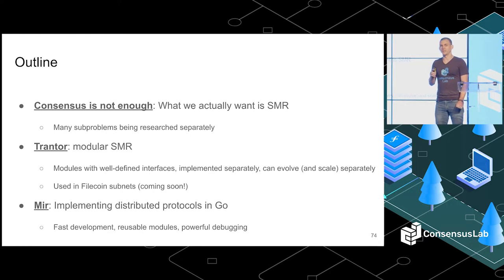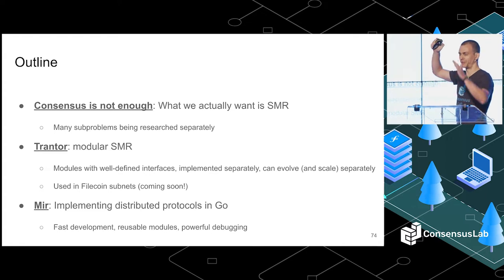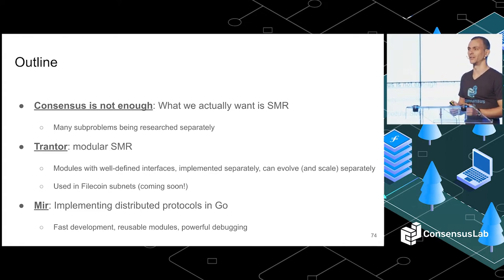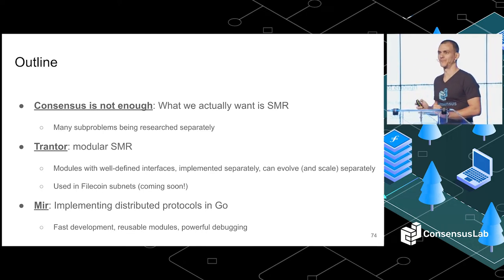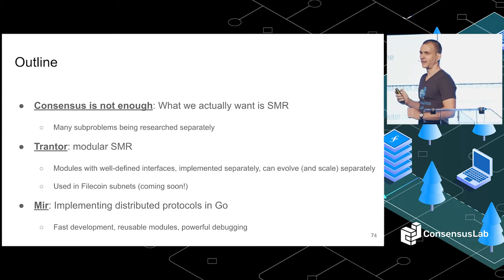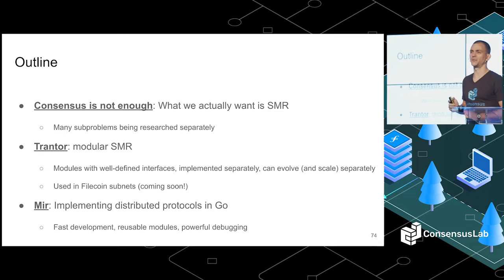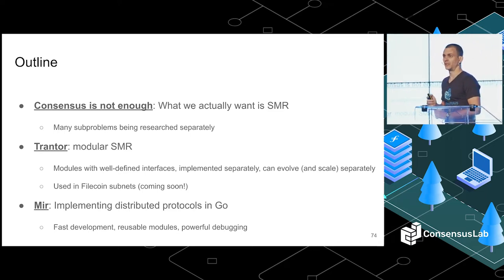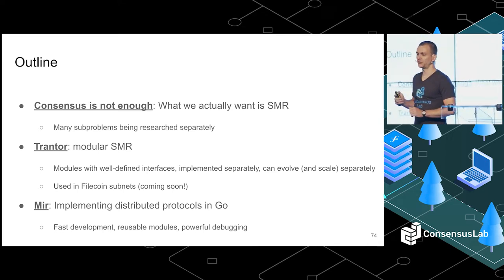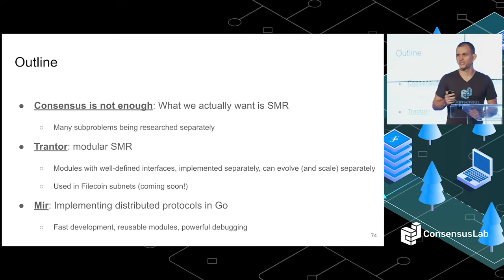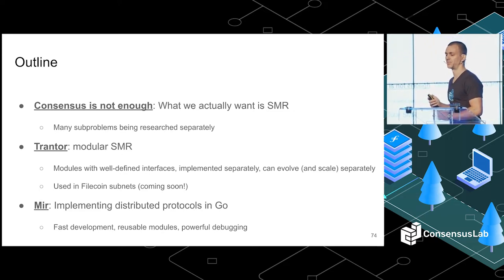And this will be a quite technical talk as compared to the previous one, which was more visionary and involved the whole galaxy, or at least the solar system, let's say. Here we will focus on a computer. So first, I will say why consensus is by far not enough. What we actually want is state machine replication. State machine replication is a different problem than consensus, and it involves many other sub-problems that need to be solved, that need to be researched, and that are actually being researched separately and implemented separately.